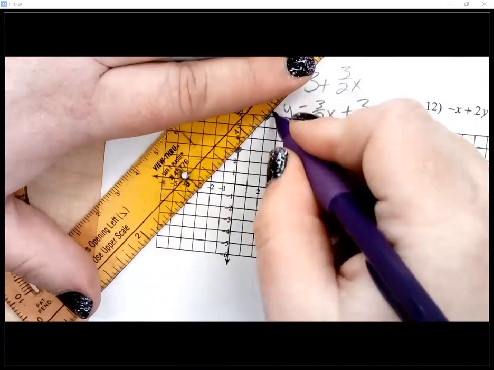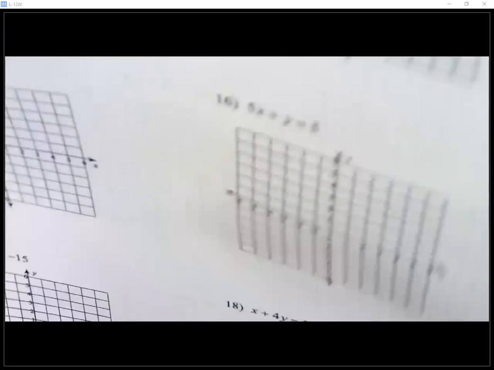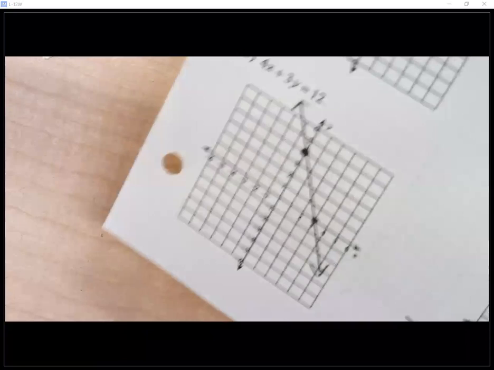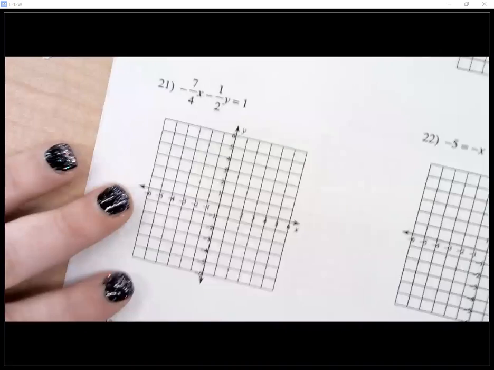Easy peasy, lemon squeezy. Let's see. Oh, let's do one that's kind of nasty, like 21. Looks daunting with all these fractions.